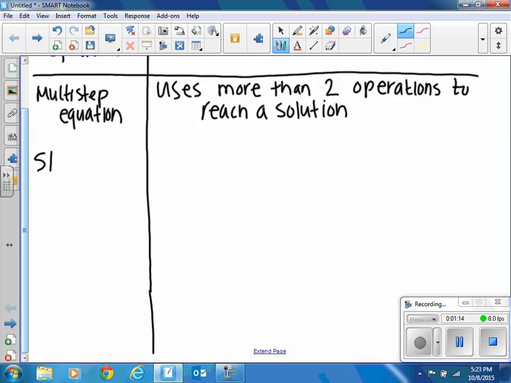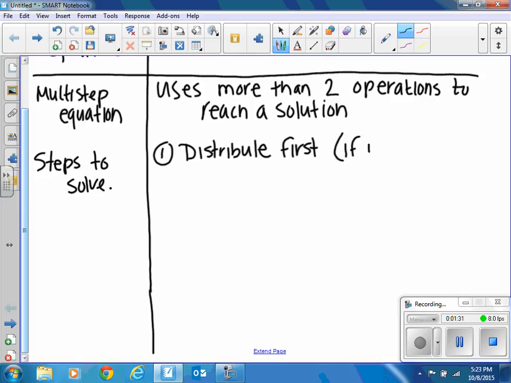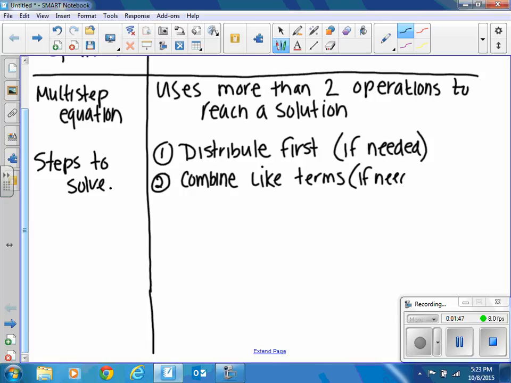All right, so we follow this down. The steps. You're going to follow some steps to solve these equations. And the first step is going to be to distribute. And of course, you're only going to distribute if you need to, so that's if needed. Second step will be to combine like terms. Again, you're only combining like terms if you need to, so if needed.